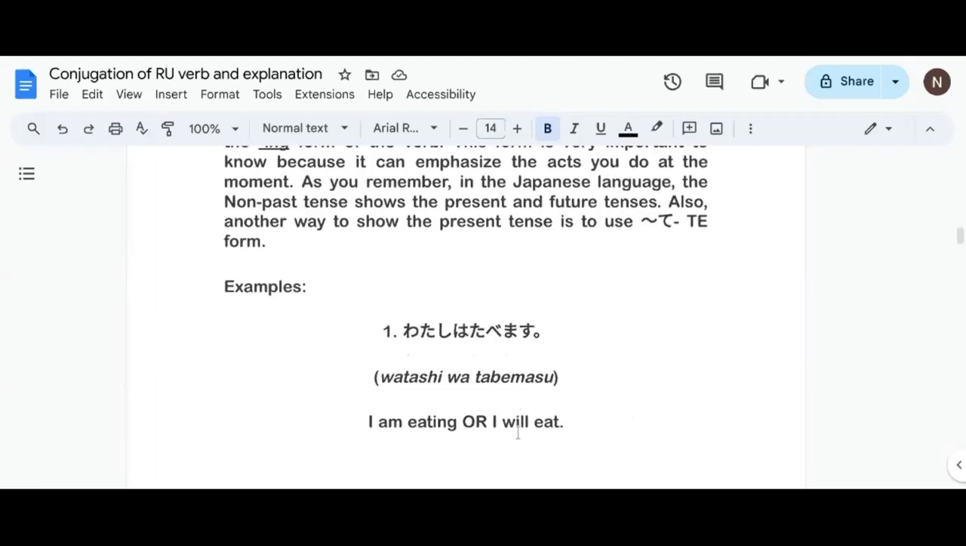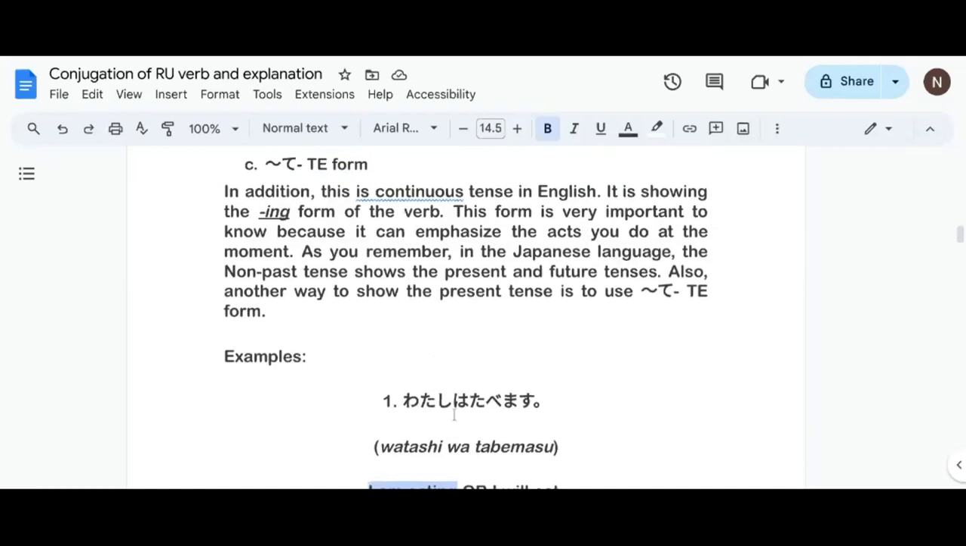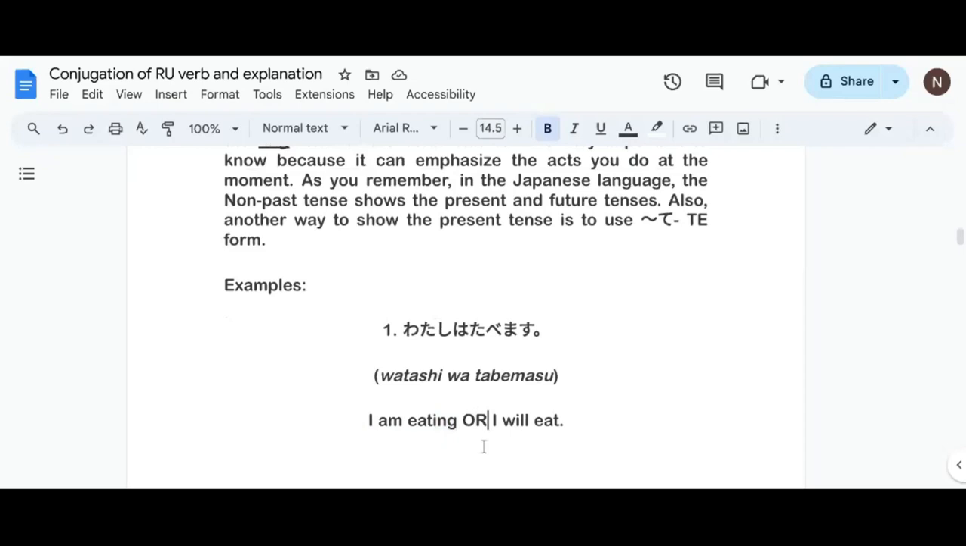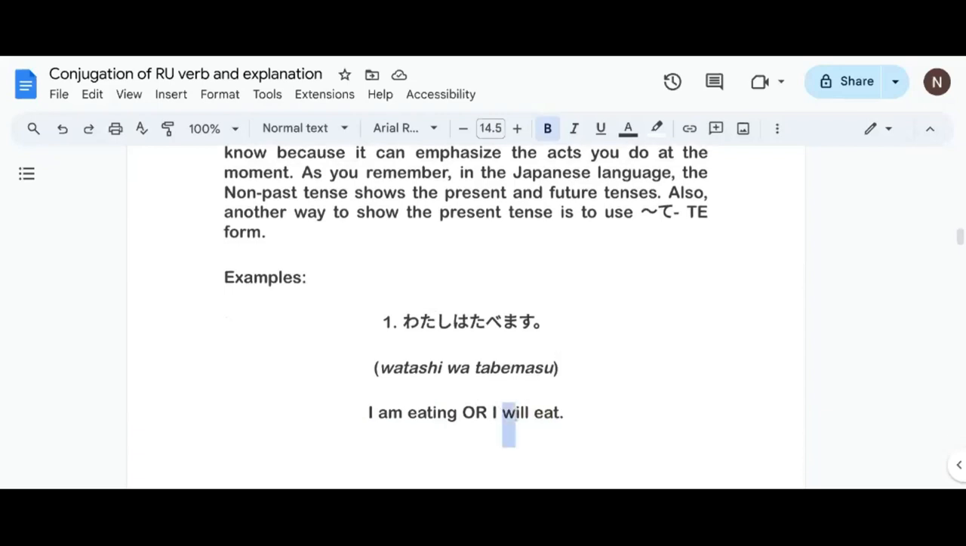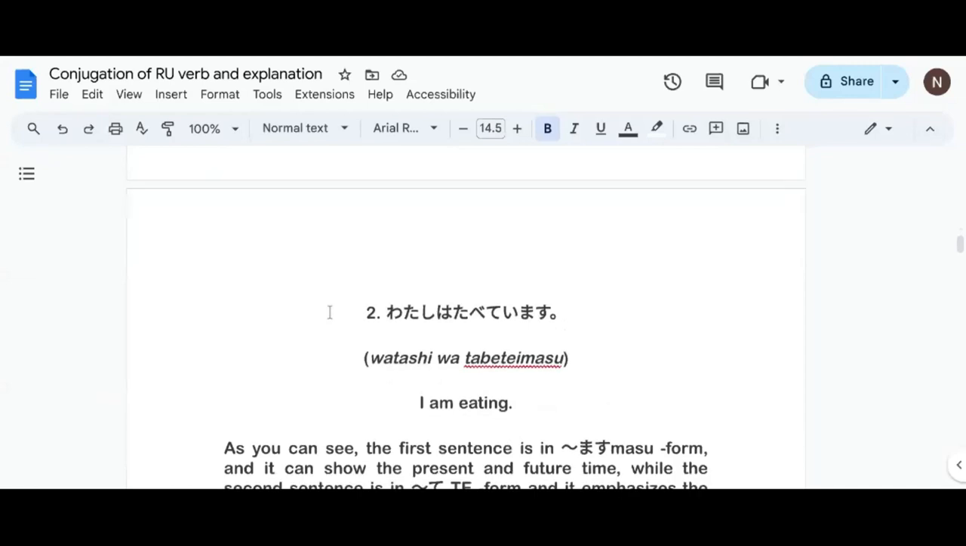So, for example, we have watashi wa tabemasu. I am eating, or I will eat. This one is present under the te form because it is eating, okay? Or I will eat. This is future tense because of the word will. But in Japanese, watashi wa tabemasu can be present, can be future. Okay, watashi wa tabemasu. Okay? Or watashi wa tabete imasu. I am eating. Watashi wa tabete imasu.